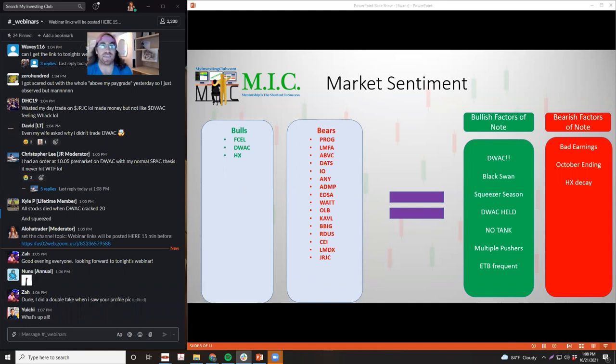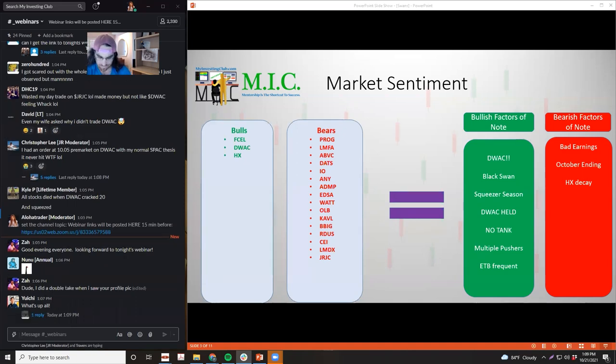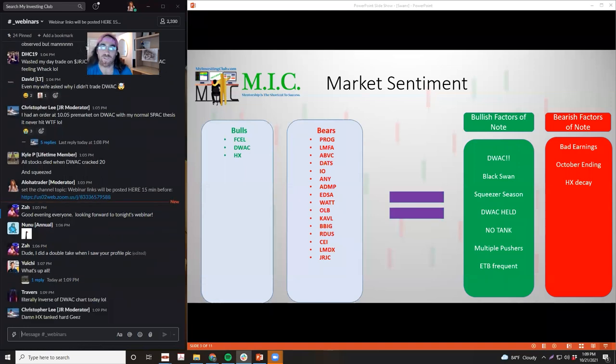The HX decay was not necessarily the most bullish thing. You can't really blame it. There wasn't really a borrow today, and DWAC stole all of the attention. So it's not really a sentiment factor. It would have been better if it held, but it didn't. It's okay that it tanked. I'm not bashing you guys if you shorted it. I think it was a great short.